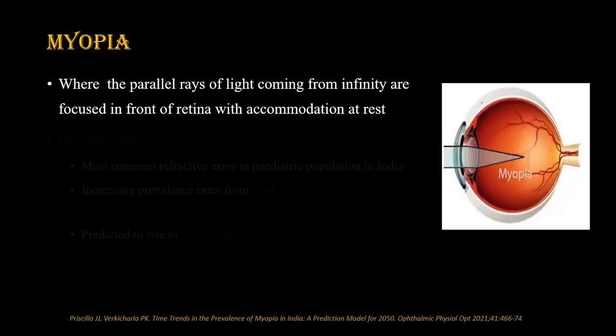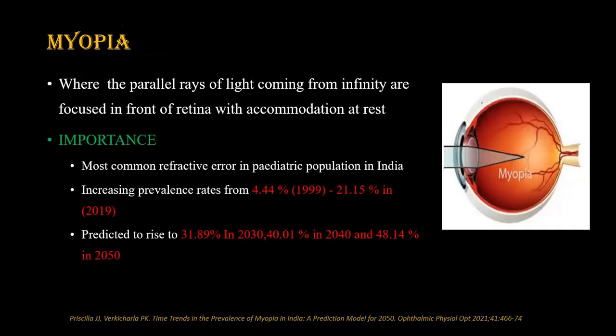Okay, as shown in this picture. Why is it important? It is the most common refractive error in the pediatric population in India. Its prevalence has increased from 4% in 1999 to 21.15% in 2019. It's predicted to rise to 31% in 2030, 40% in 2040, and 48% in 2050.